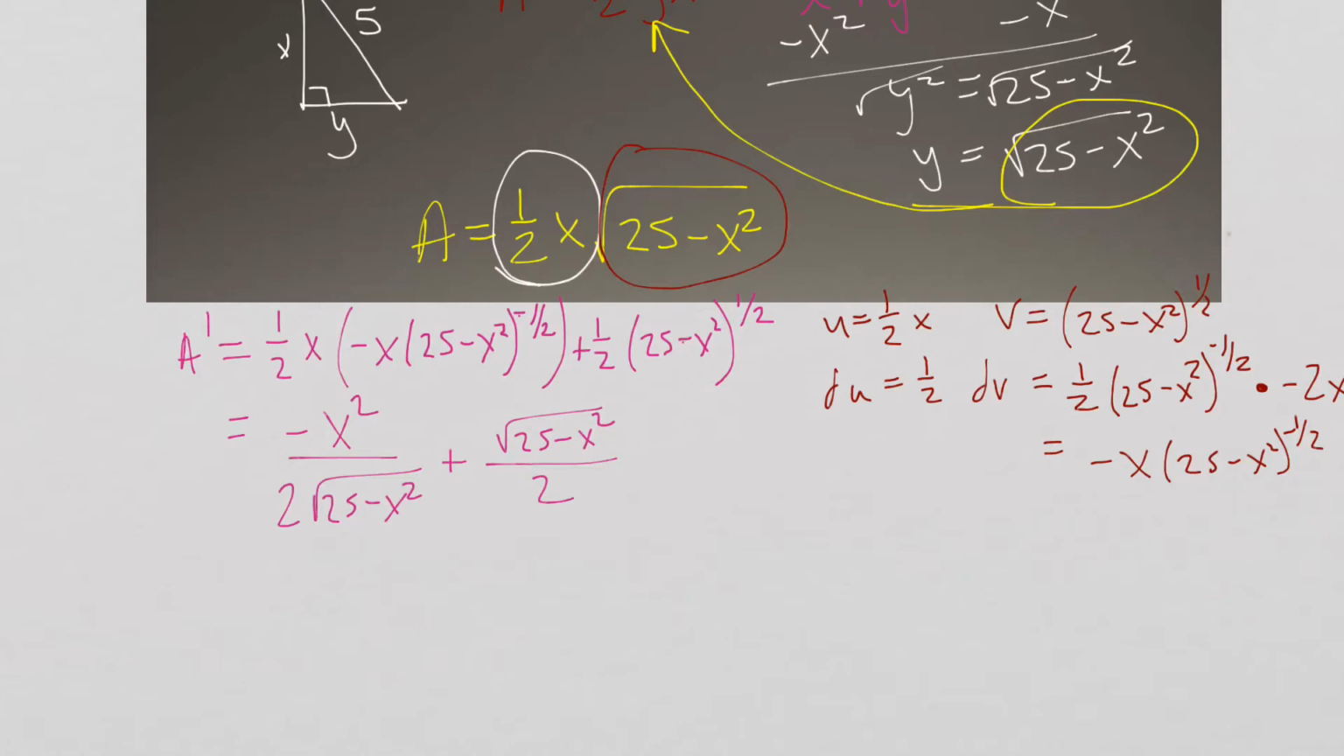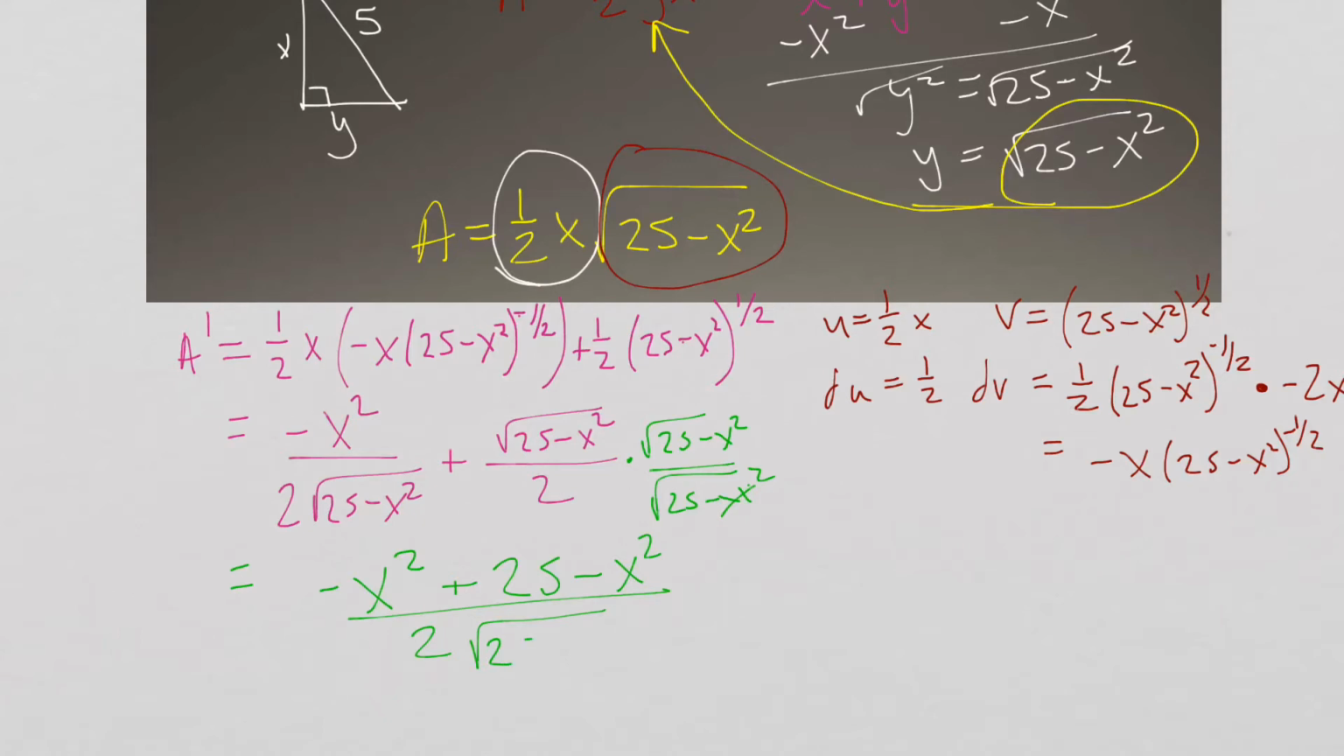I'm going to find a common denominator. So I need to multiply this by the square root of 25 minus x squared over the square root of 25 minus x squared. So I end up with negative x squared. Here my square root is going to cancel out. Plus 25 minus x squared over 2 square root of 25 minus x squared. Okay, so now we found our derivative, and we've simplified.